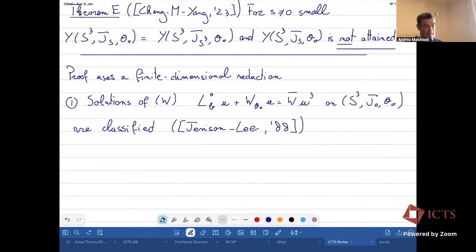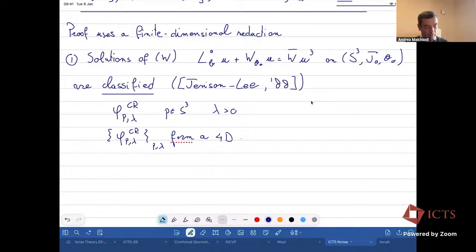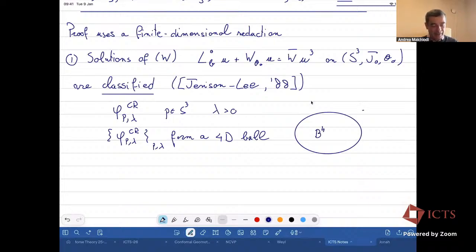And so the solutions of the Webster-Yamabe problem on the standard sphere are classified. I denote them by phi p lambda CR. There is an explicit formula. Here, a point P is a point of the sphere, and lambda is a positive parameter. So when you look at them all together, the set of the phi p lambdas CR, when P and lambda vary, they form a 4-dimensional ball. So they're parametrized by the ball. This is the ball before, and the boundary is S3.